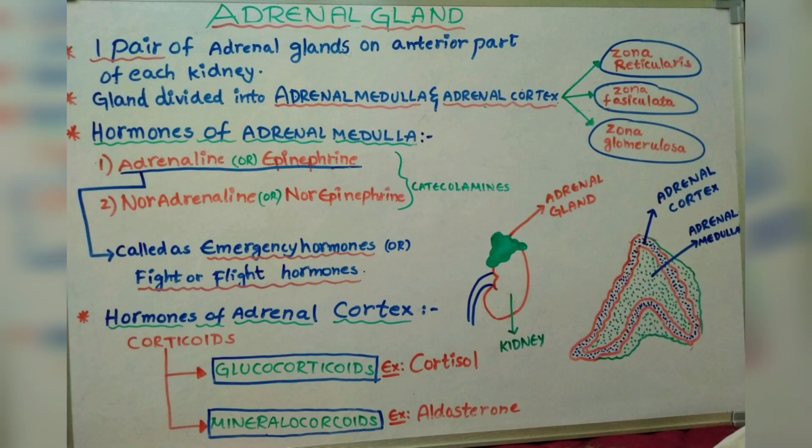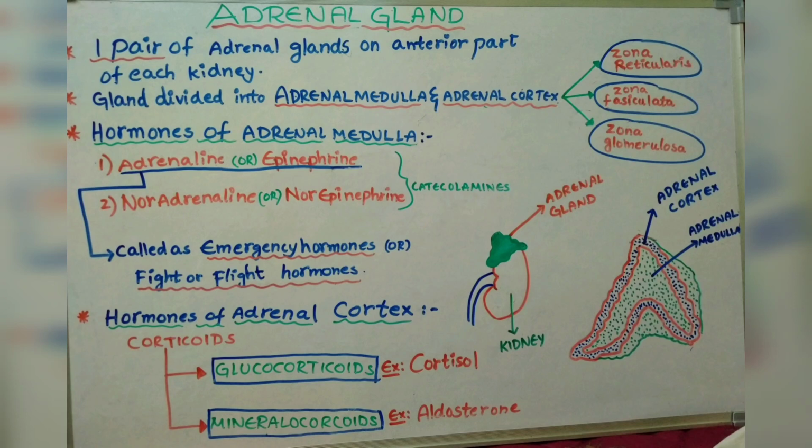So the next one is the adrenal gland. One pair of adrenal glands are present on the anterior part of each kidney. This gland is basically divided into adrenal medulla and adrenal cortex. The adrenal cortex is again divided into three regions: zona reticularis, zona fasciculata, and zona glomerulosa. The hormones produced by the adrenal medulla are: the first one is adrenaline or epinephrine. The second one is noradrenaline or norepinephrine. These two are called catecholamines. Adrenaline or epinephrine is also called the emergency hormone or fight or flight hormone because it is secreted in situations of stress or tension.